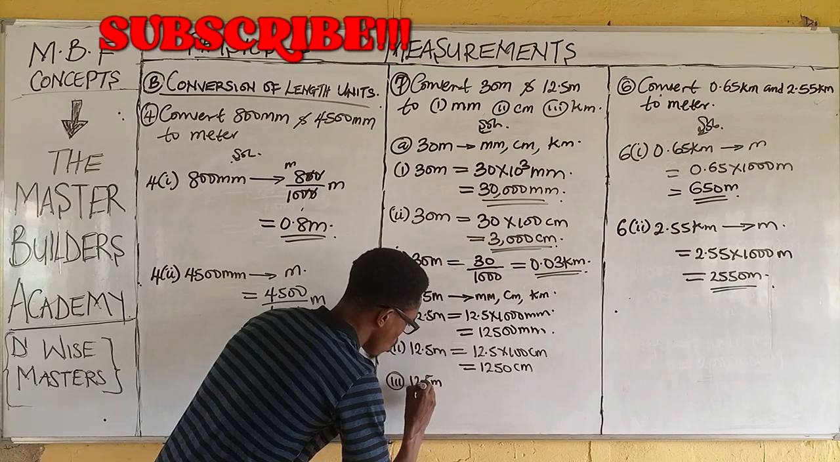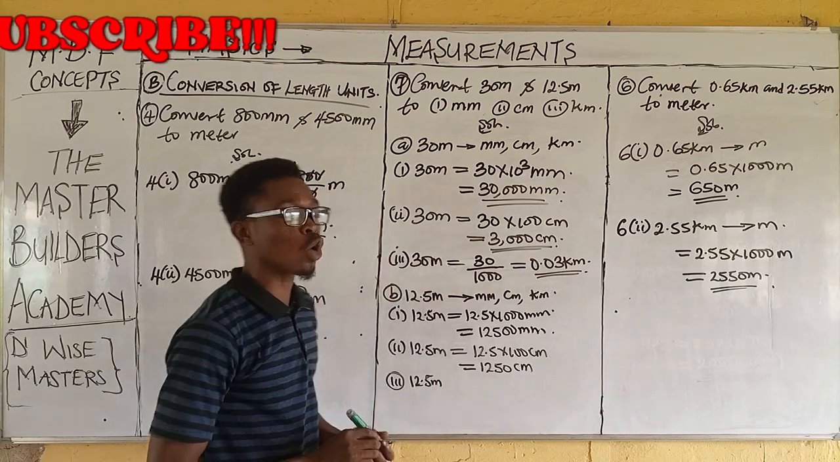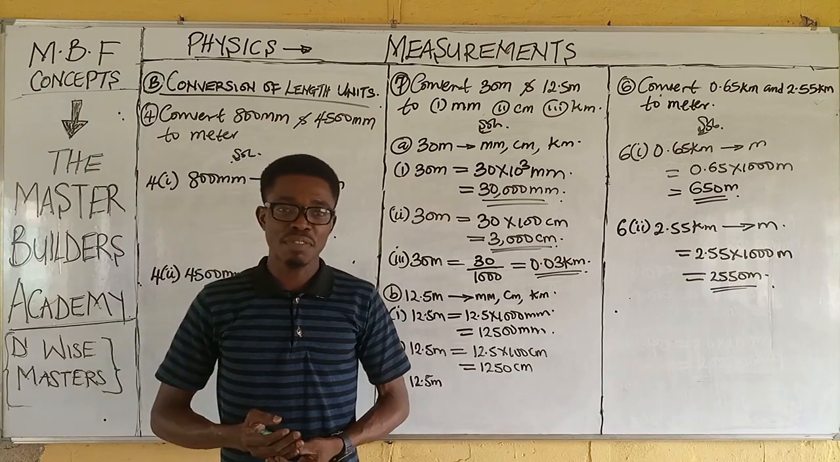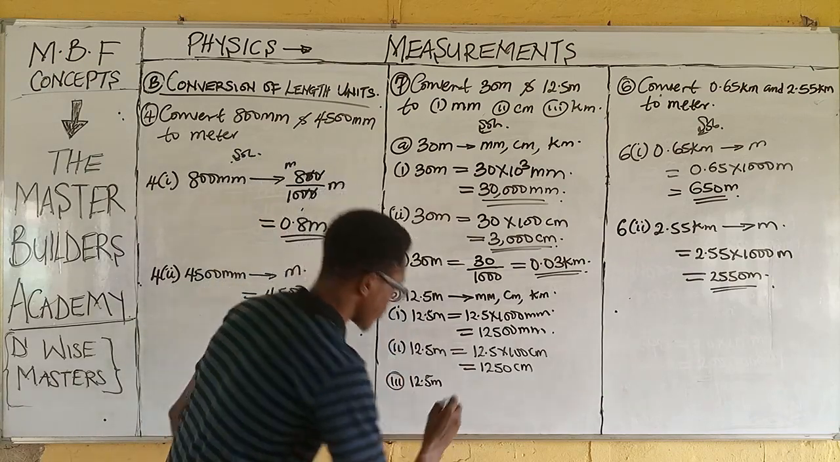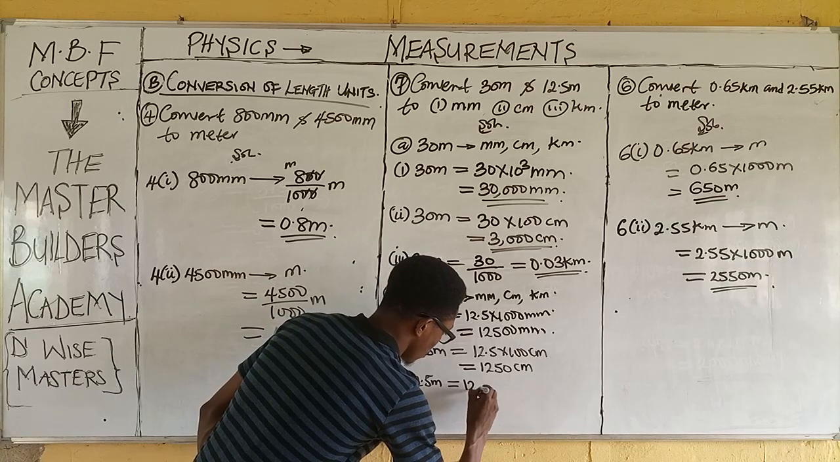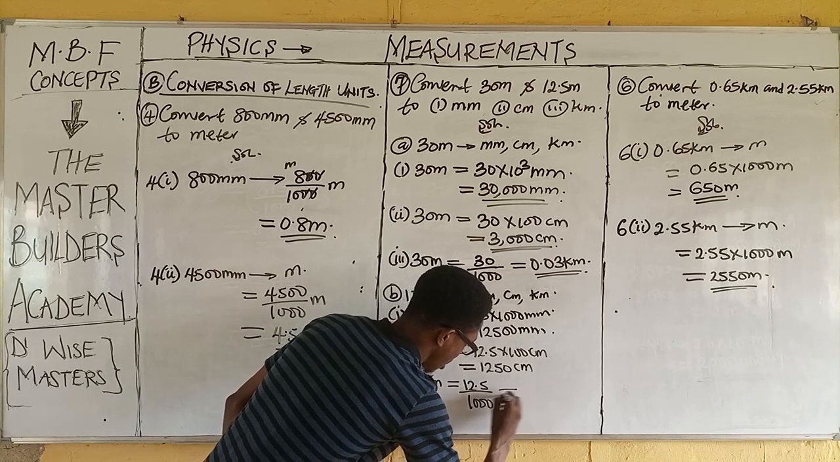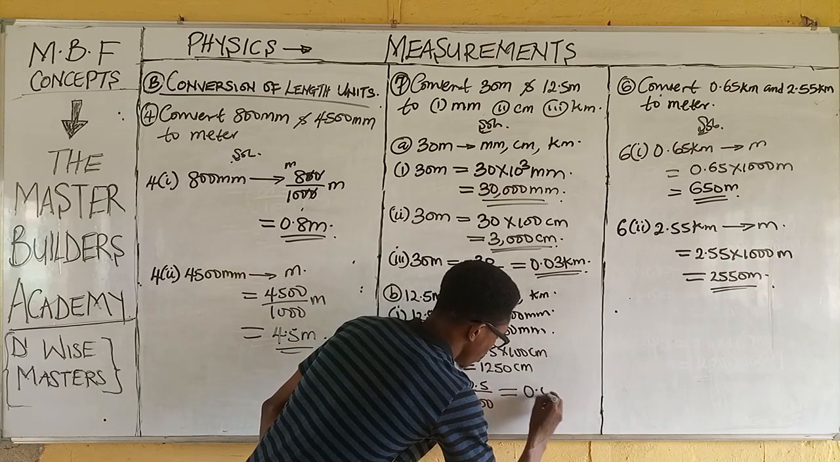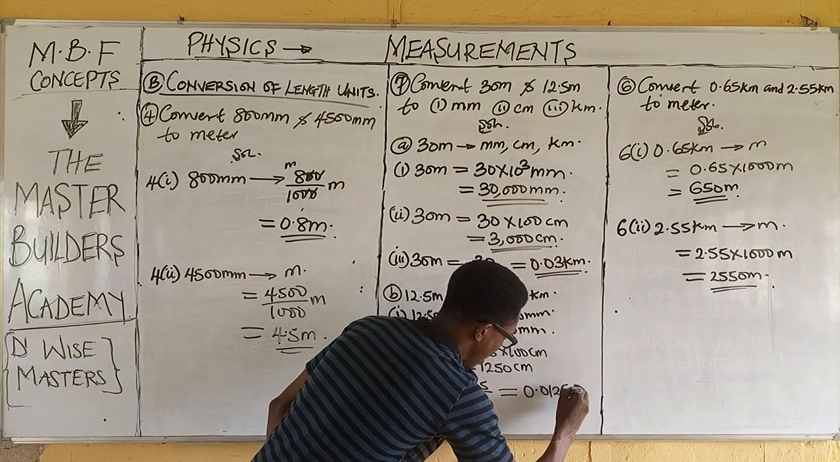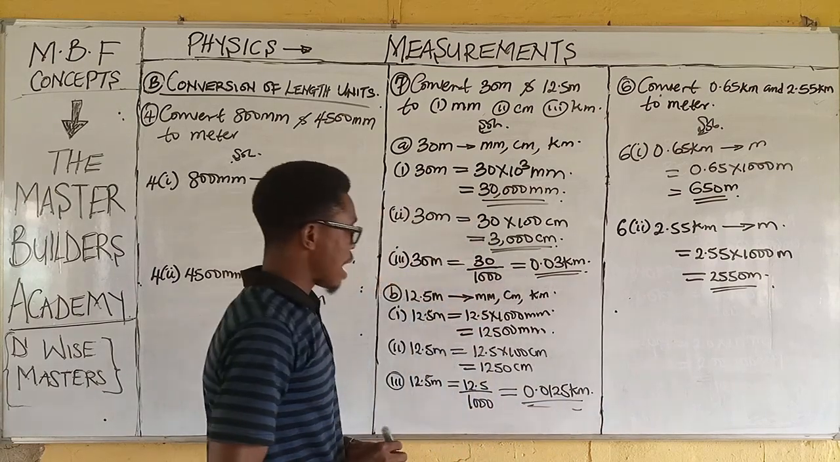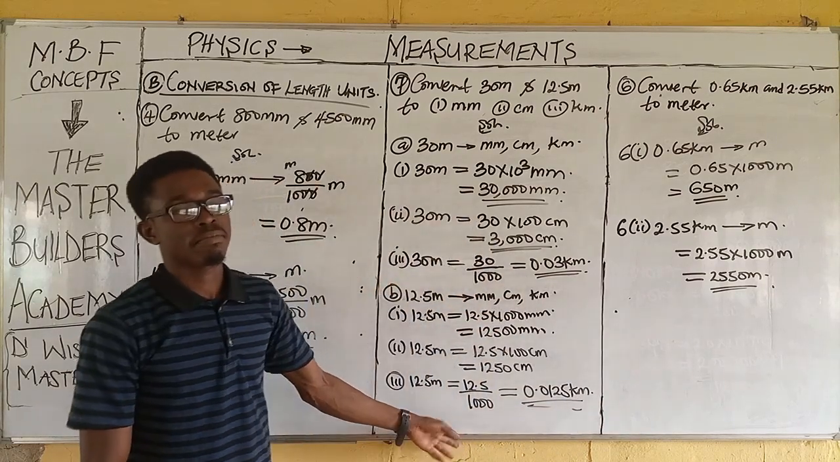Then finally, we are still asked to convert this same value in meters to kilometer. And understand that to convert from meters to kilometer, you also divide the given value by 1000. Then this gives us 12.5 over 1000. And this will have given us 0.0125 kilometers. Guys, this is all about this.